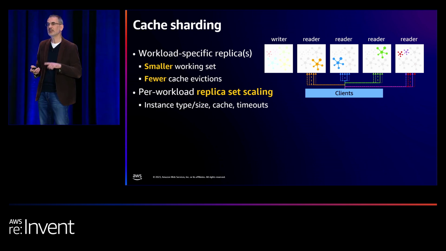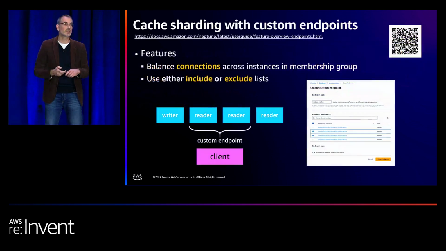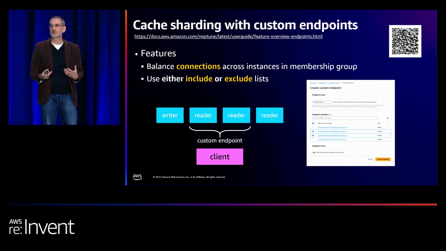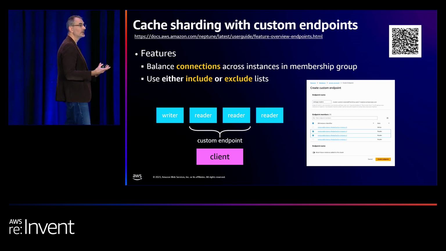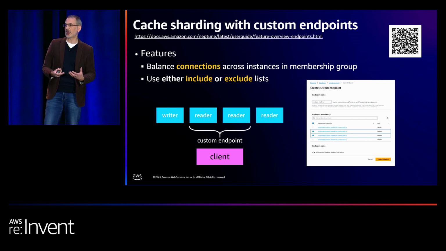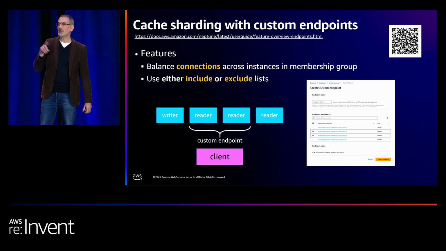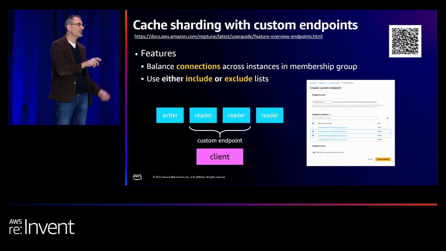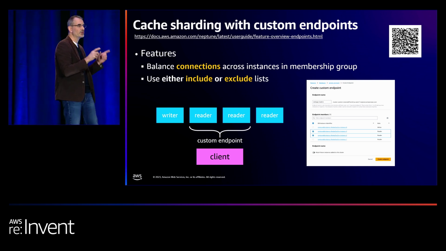Fortunately, there is something in Neptune, an inbuilt feature today, that can help you with that. And that's custom endpoints. So custom endpoints are like the reader endpoint, but you get to decide the membership set. And then the custom endpoint is going to balance connections across all of the instances that belong to that particular endpoint's membership set.